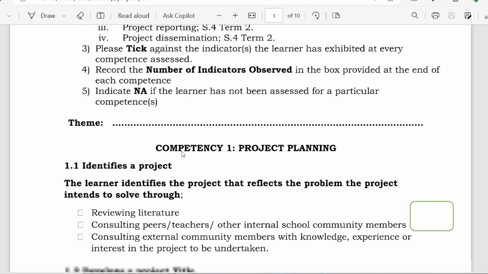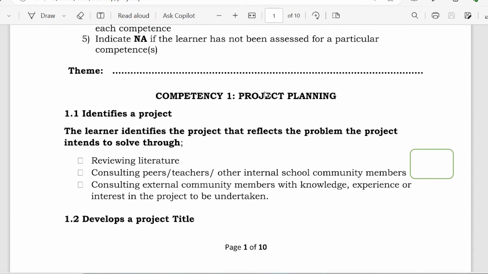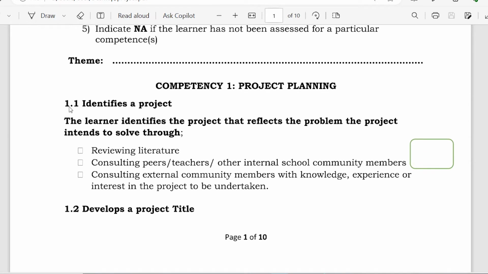So here we are supposed to have the theme, and we are on competency 1, which is project planning, and this is lesson 2. Lesson 2 means the second sample project that I'm going to take you through. At first, 1.1, a learner is supposed to identify a project. In other words, the learner identifies the project that reflects the problem that the project intends to solve. So at this point the learner is doing the problem statement. And so there is need for literature review or consulting peers, teachers and other internal school community, or consulting external sources to establish whether the problem actually exists.